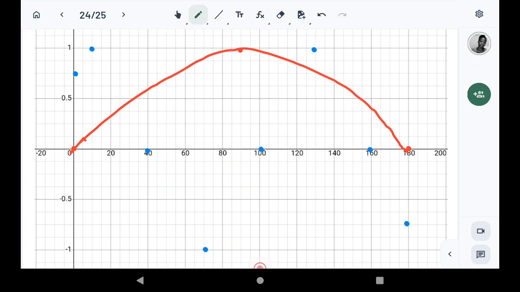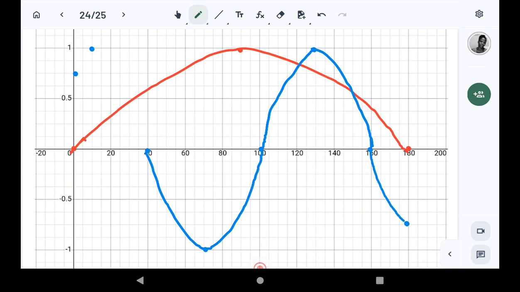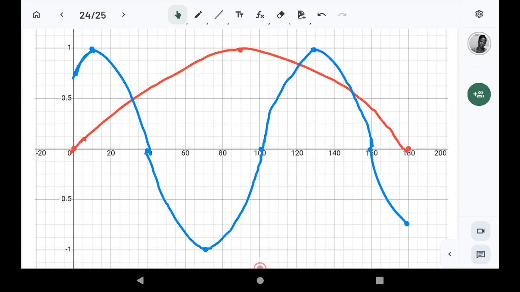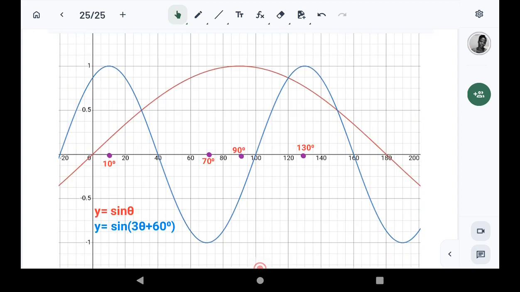Let's connect the points. That's how they should connect. Now let's check out the graph that was calculated by a machine, the calculator, and that is excellent. They all match. That is the end of the video.